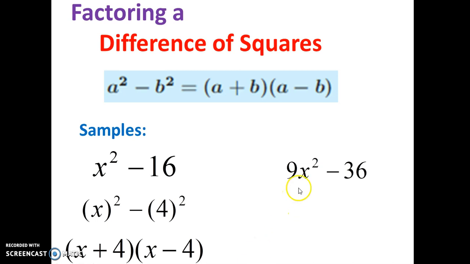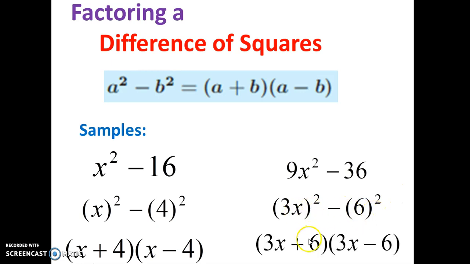Another example, 9x squared minus 36. When you look at this expression, the first thing you have to ask yourself is, is it a difference of squares? I think it is, because here we have 9x squared, which is actually (3x) squared, and 36 is 6 squared. So I'll rewrite it like that. This first part is actually (3x) squared, and this second part here is 6 squared. So we have a difference of squares.